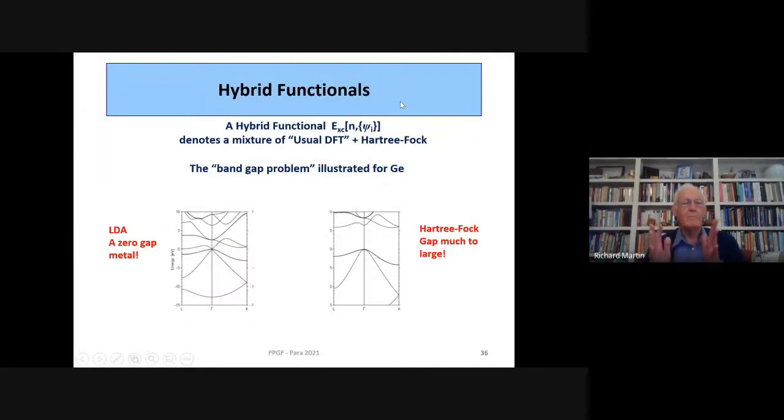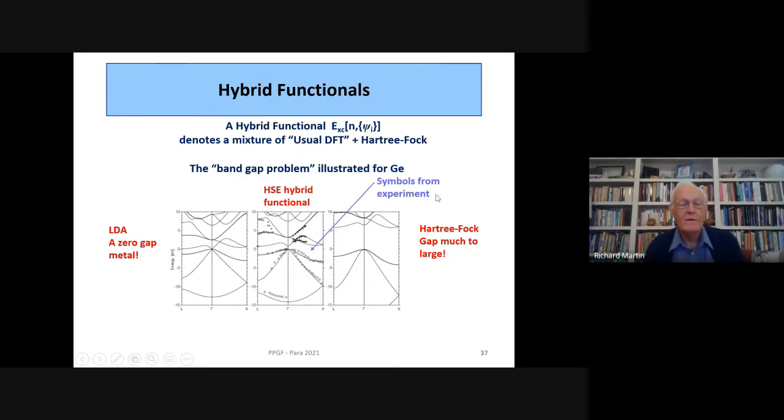I think the big advance with hybrid functionals was the band gap problem. Here's what the problem was, and I was one of the ones that said Kohn-Sham was not meant to give band gaps right, and it doesn't. With germanium, it turns out to be a metal. Hartree-Fock was viewed as a great approximation, and it gives band gaps that are much too large. So one might just stop and say, well, it wasn't supposed to be given by density functional theory.